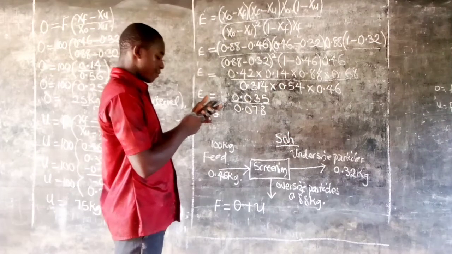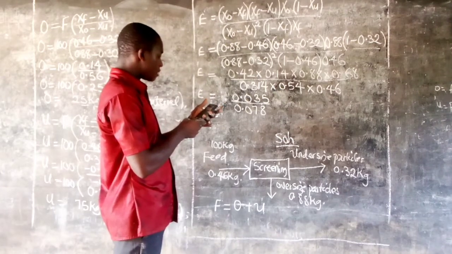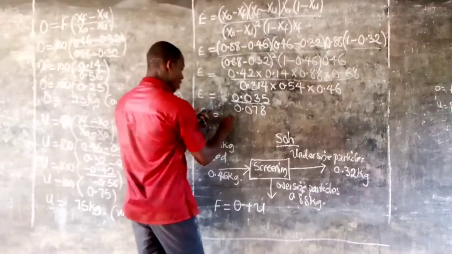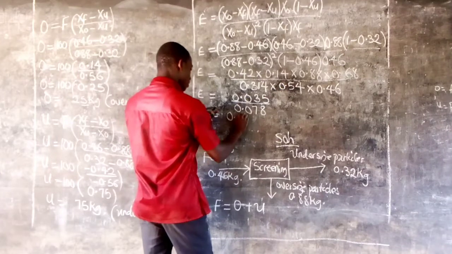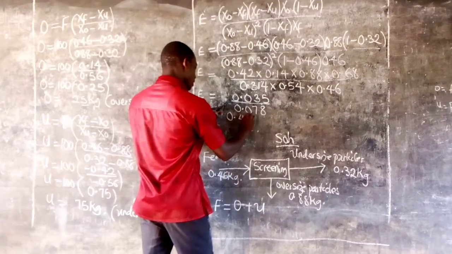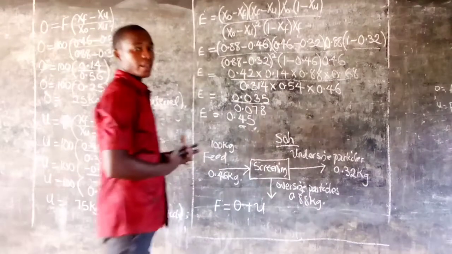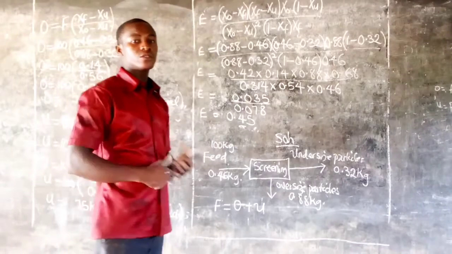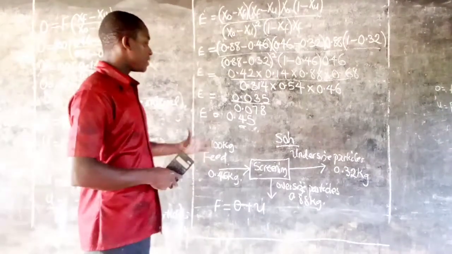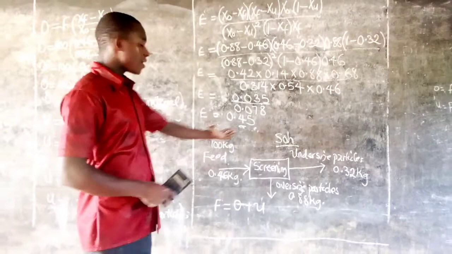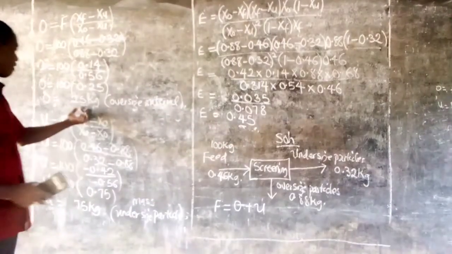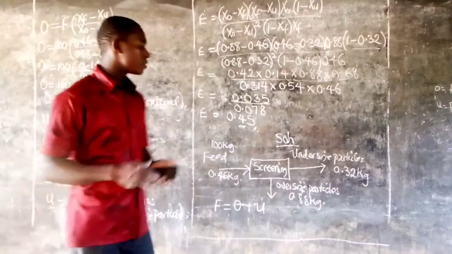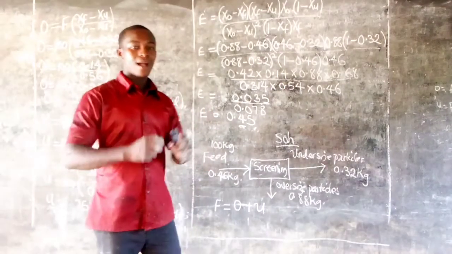And so our effectiveness of the screen will now be equal to 0.035 divided by 0.078, and that is approximately 0.45. So the effectiveness of the screen is 0.45, and that is where we now have the effectiveness of the screen, and then we have the mass of oversize and the mass of undersize material. And as simple as that.